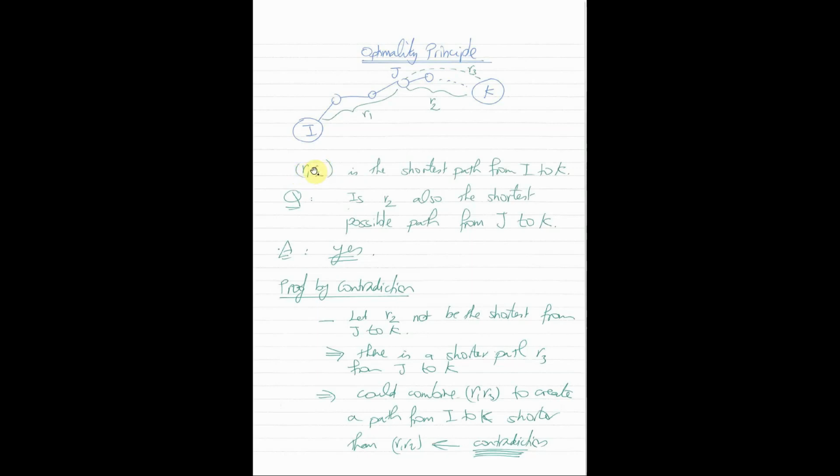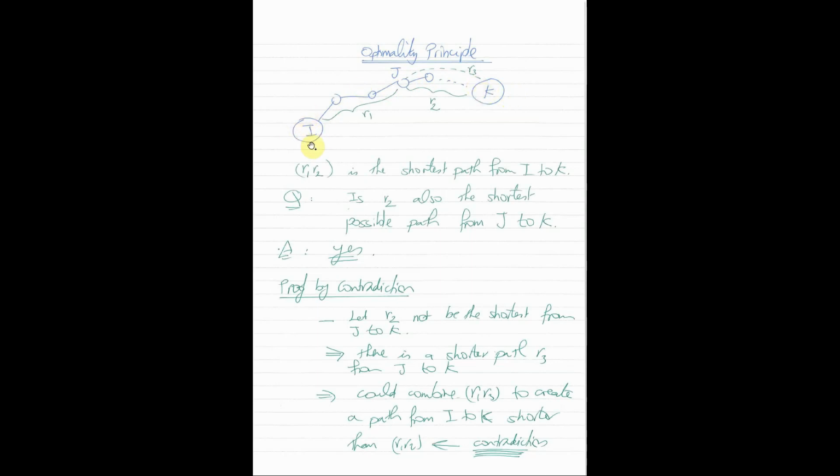And this is a contradiction. Why is this a contradiction? Because it was given to us that R1, R2, this particular path from I to K going through J, is the shortest path from I to K, which means that there is no other path shorter. So bottom line, what we have just proven here is that this portion from J to K along the original path is the shortest path between J and K as well. Actually, this can be extended as well. We can say the following.